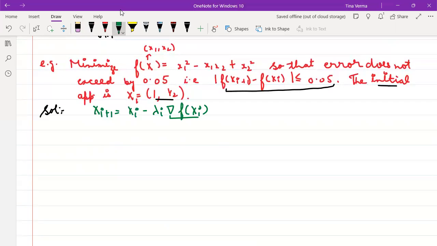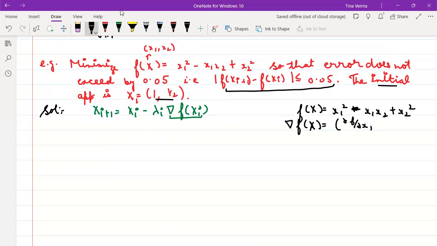So if I want to calculate the gradient, gradient आपका क्या होता है? If we have a function f of x equal to x1 square minus x1 into x2 plus x2 square, the gradient of f of x means here you will have curl f by curl x1 comma curl f by curl x2. You will partially differentiate. Gradient में यही करते थे ना? That you find the point. So it will have 2x1 minus x2 if you partially differentiate, and minus x1 plus 2x2. So this is your gradient.